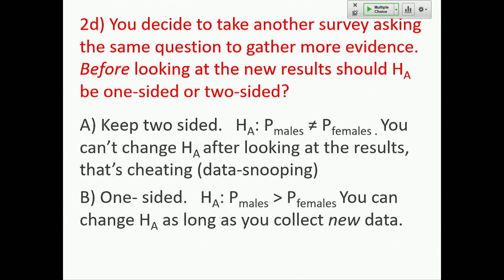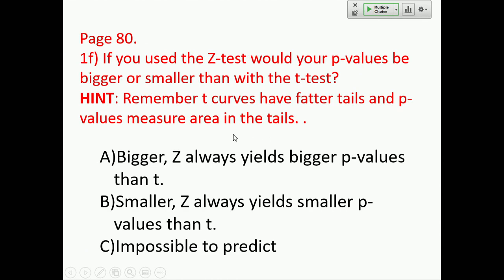All right, now let's just do our last i-clicker question, and that will be it. So we'll start this. Now, this is the bottom of page 80. If you use the z-test, think about it. Would your p-value be bigger or smaller than with the t-test? And remember, p-values measure the area in the tails, and t-curves have fatter, bigger tails. So which is going to have the bigger p-value, t or z? So this question asks, if you use the z, would the z p-values be bigger or smaller?